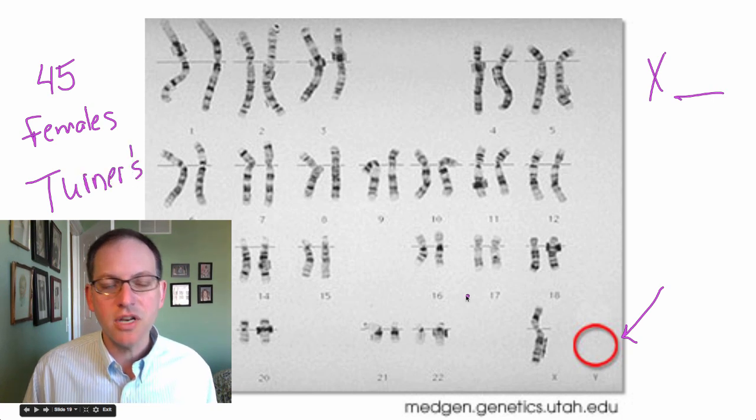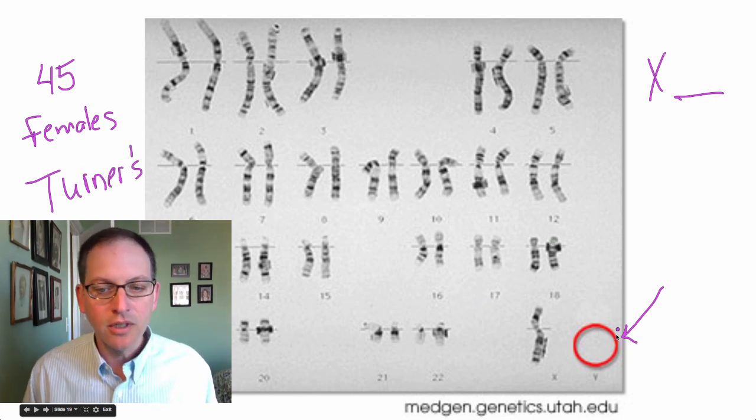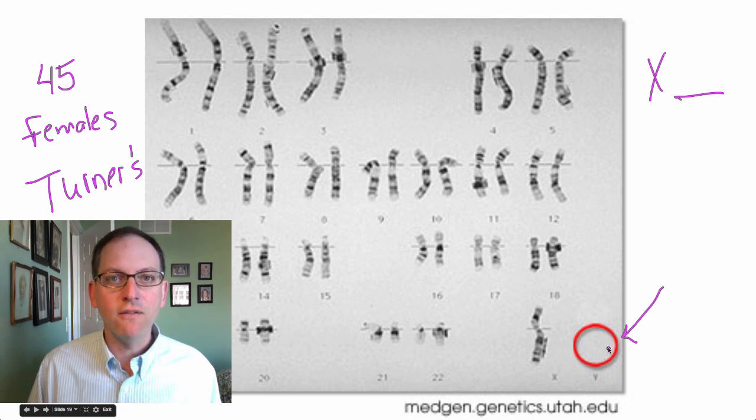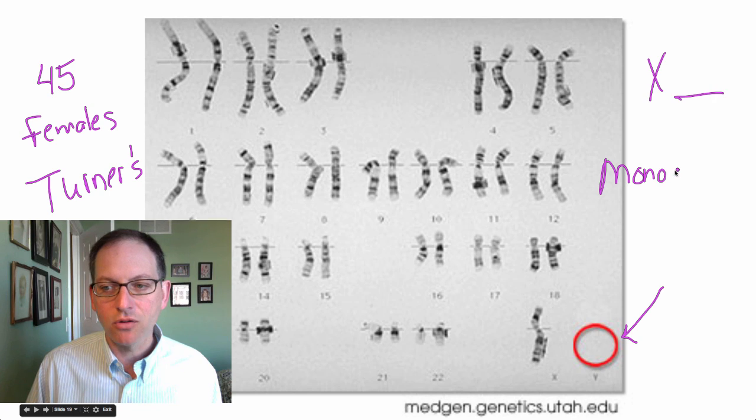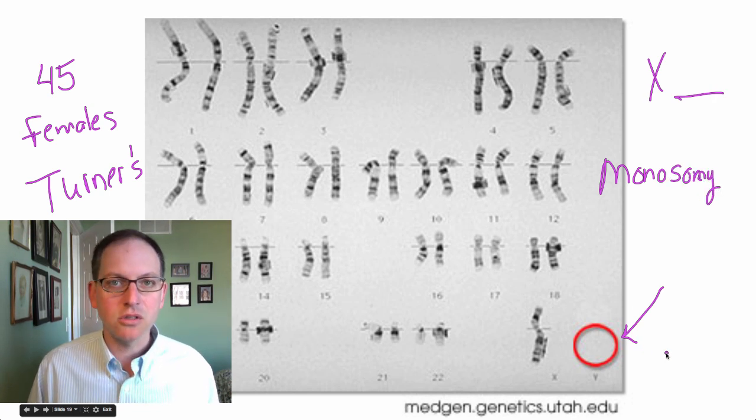I assume it's named after somebody named Turner. But here you have 45 chromosomes. This is called a monosomy. So you are missing a chromosome.